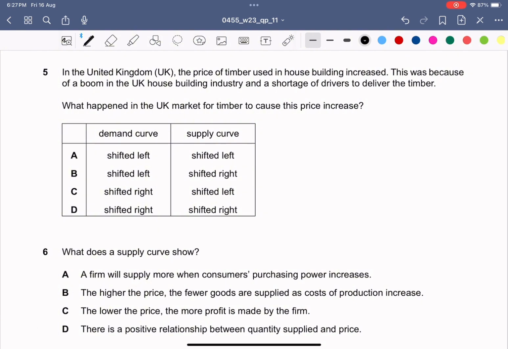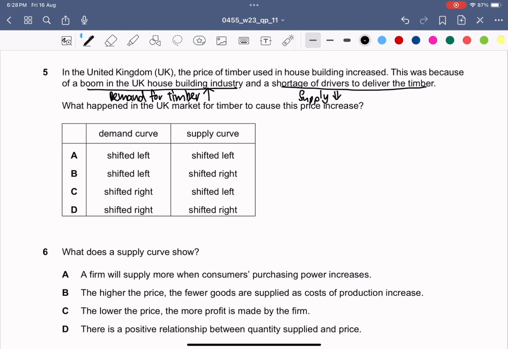Question 5. In the UK, the price of timber used in house building increased. This was because of a boom in the UK house building industry and a shortage of drivers to deliver the timber. What happened in the UK market for timber to cause this price increase? So first, a boom in the UK house building industry means an increase in demand for timber.